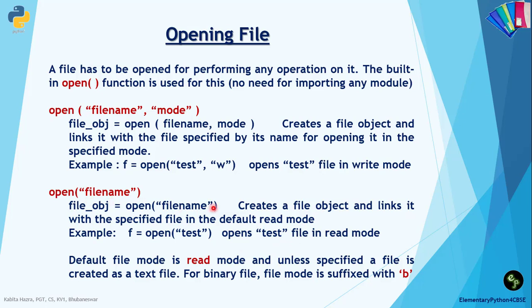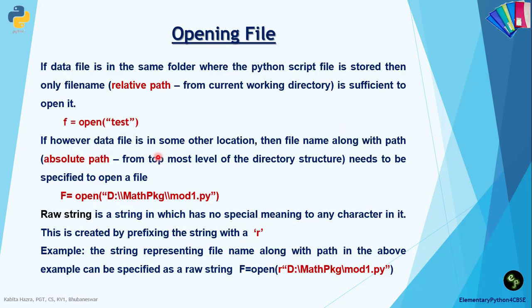This is because the default mode is read mode, and we may not use the mode because mode is optional here. The default file mode is read mode, and unless specified, a file is created as a text file. For opening the file in binary mode, we have to suffix the mode with B. So we'll discuss different file opening modes.